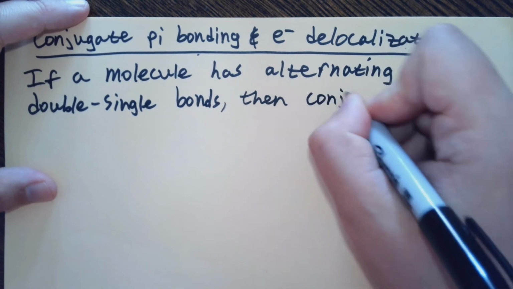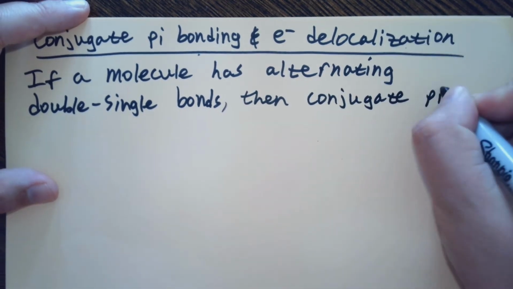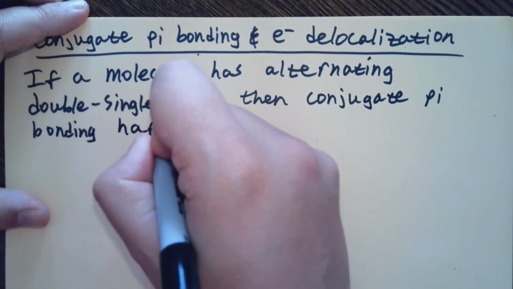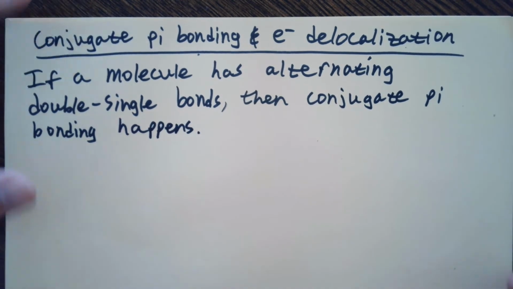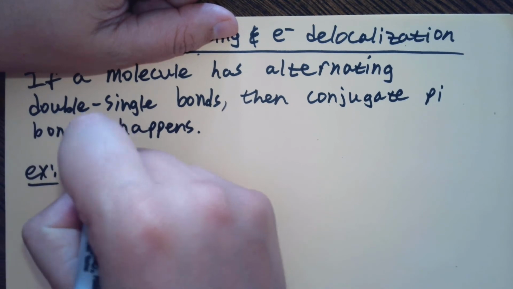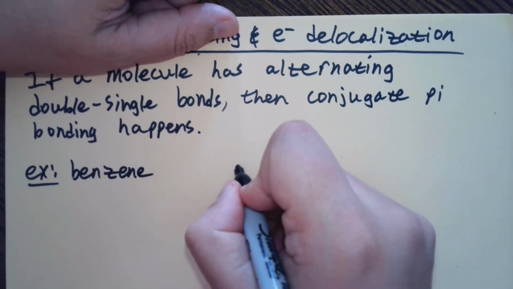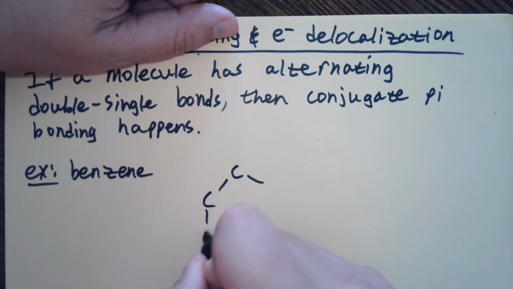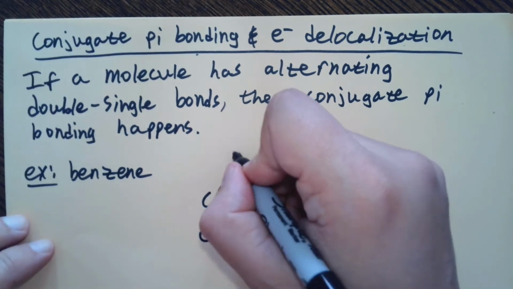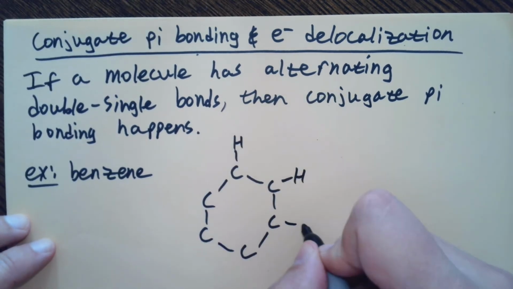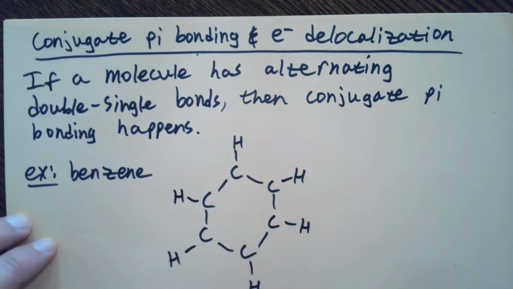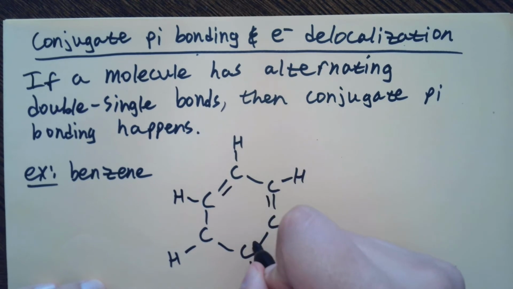then you have conjugate pi bonding. And that's going to happen as well. So for example, benzene. So it's a ring of 6 carbons. So it kind of looks like a hexagon here. And it has 1 hydrogen off of each of these. Okay, and it has alternating double and single bonds.